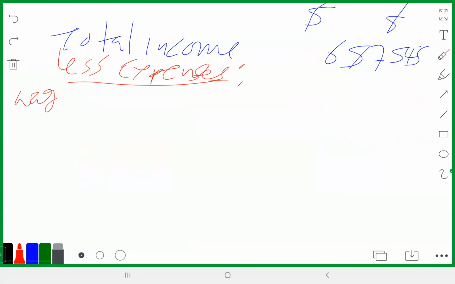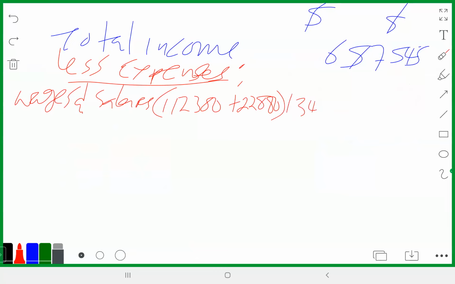So wages and salaries: 112,300 plus 22,000. How much is it giving us? 134,300, in the second column, because these are expenses. Expenses are written in the second column.